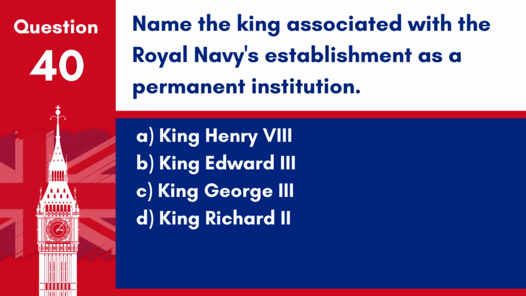Question 40. Name the king associated with the Royal Navy's establishment as a permanent institution. A. King Henry VIII. B. King Edward III. C. King George III. D. King Richard II.